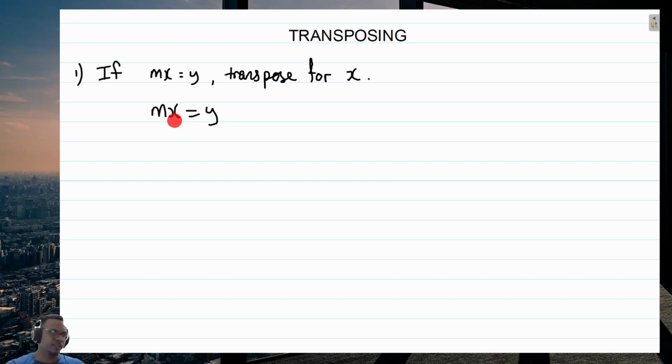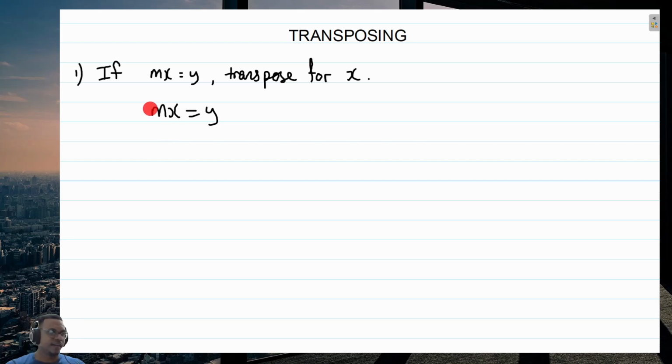It could be either on the left side or on the right side, as long as x is by itself and everything else is on the other side of the equal sign. Now, this equal sign means that the left-hand side is balanced with the right-hand side. So whatever we do to one side of the equal sign, we must do to the other side to keep things balanced. Now, seeing that I want x by itself, that means I have to get rid of this m. How do I do that?